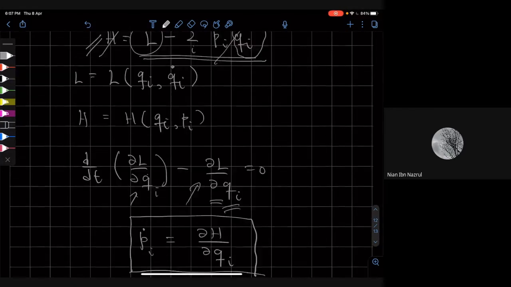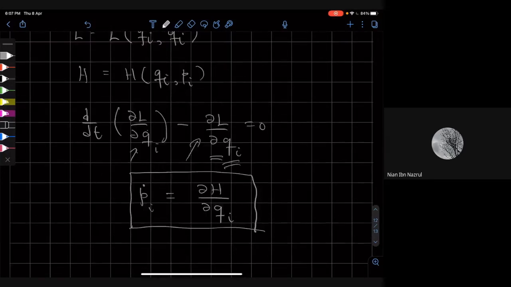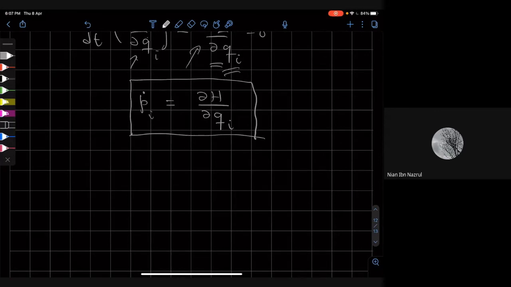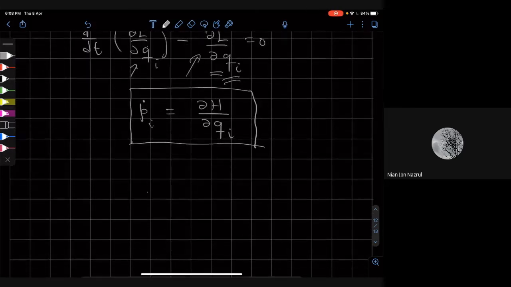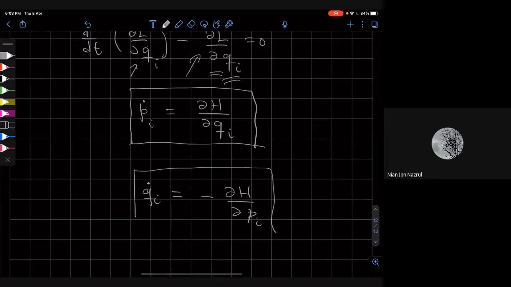The other thing is that if I take the definition of the Hamiltonian and take the derivative with respect to P, then I get minus Qi dot. Minus Qi dot is del H by del Pi, right? This is what I get. Very good. Who is this, by the way? Neon. Okay. All right, so these two sets are called Hamilton's equations of motion.